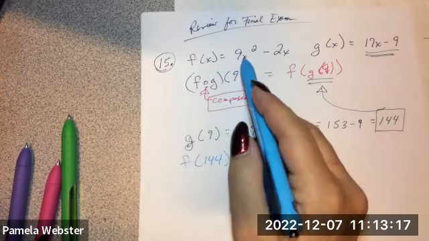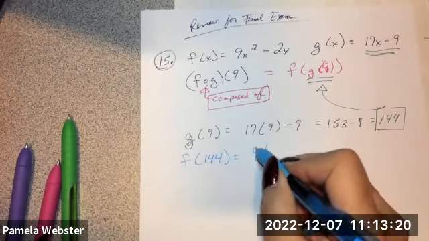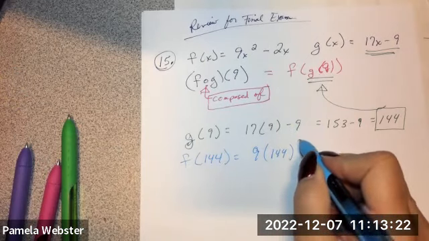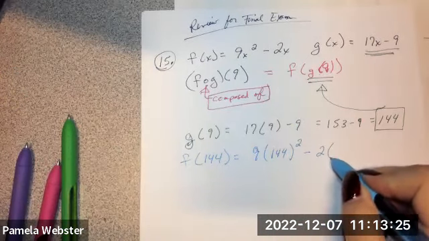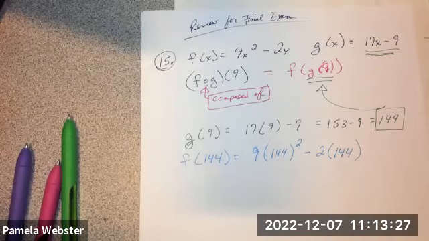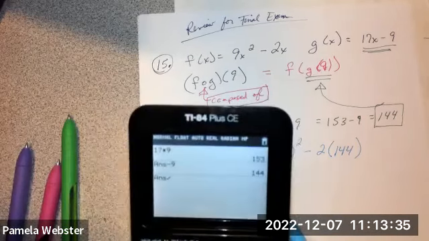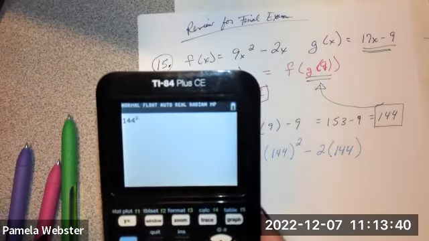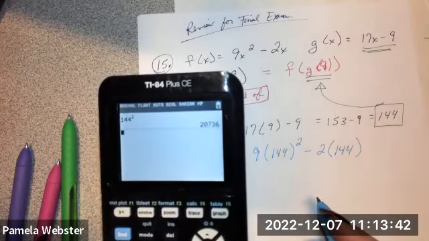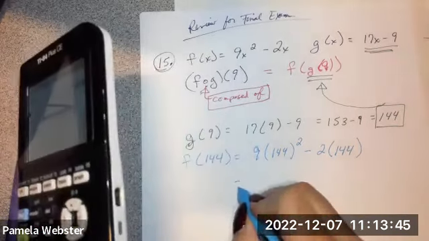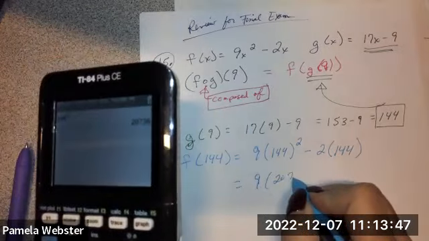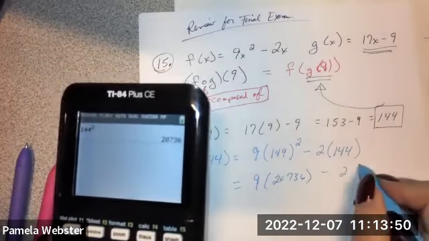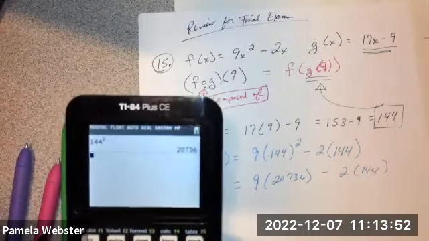Well, that is 9 times the x here, which is 144 squared, minus the 2 times 144. So now that just becomes plug it in and do the multiplication basically, right? So 144 squared, that's 20,736. So this is 9 times 20,736, and I can do that times the 9.